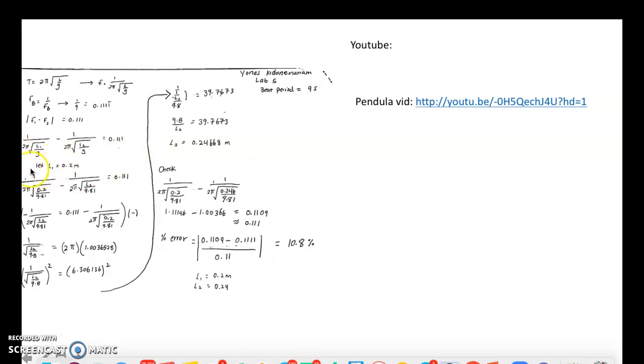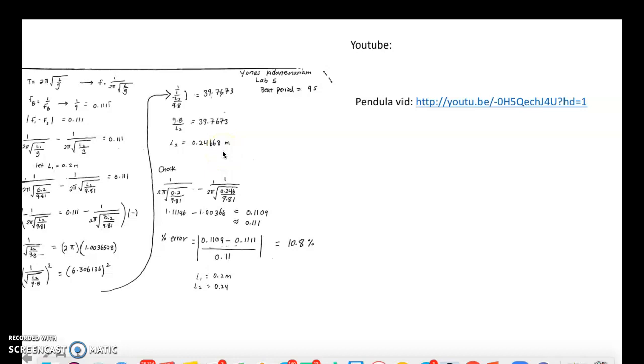So what I did was I let L1 equal 0.2 meters. And then from there, I proceeded to solve for L2. So all these steps are just pretty much algebra. And when I solved for L2, I got 0.24668 meters.